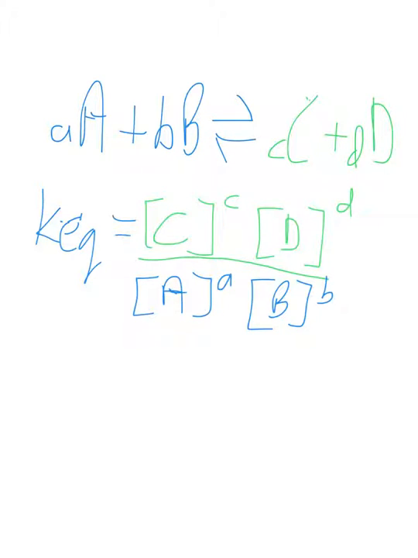Now, sometimes that doesn't work out that well. In the equilibrium expression, we can only express gases and aqueous species. That's because aqueous species and gases change in concentration as a reaction proceeds. However, solids and liquids do not change in concentration as the reaction proceeds. So there's no need for us to include them in the equilibrium expression.